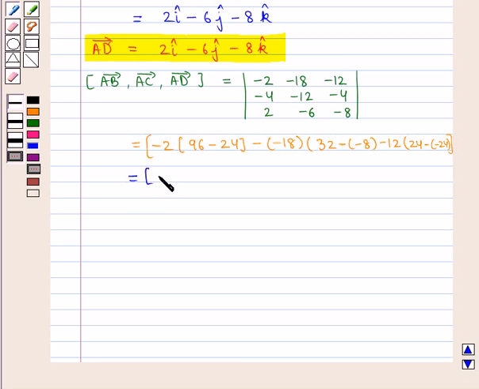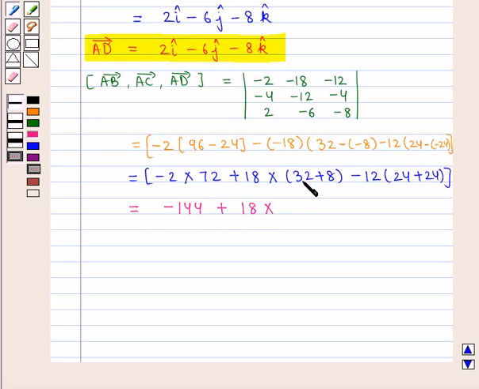which is equal to minus 2 into 96 minus 24, that is 72, minus of minus 18 is plus 18 into 32 minus of minus 8, that is 32 plus 8, minus 12 into 24 minus of minus 24, that is 24 plus 24, which gives minus 2 into 72 is minus 144, plus 18 into 32 plus 8 is 40, minus 12 into 24 plus 24 is 48, which is equal to minus 144 plus 720 minus 576, which is equal to minus 720 plus 720, that is 0.